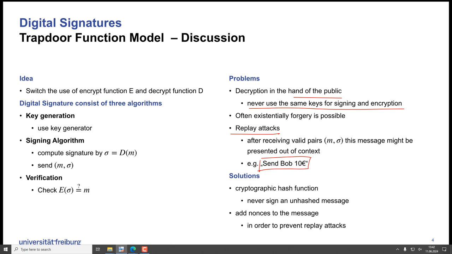Now the solutions are, first of all, at this stage we didn't use cryptographic hash functions, but you should always use them. Never sign an unhashed message. Hash the message and then sign it. That's the first thing. The next thing is we have to add nonces, which are random bits used only once, to the message. You have to randomize the message somehow at some insignificant part, then you hash it, and then you do the signature. This already solves a lot of these problems.